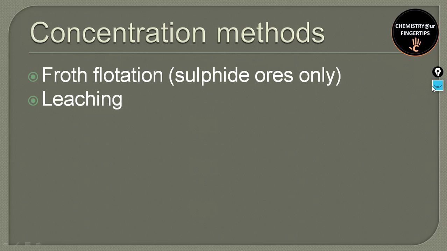Then the next part is concentration methods, for example flotation. Most of the time you'll see an MCQ like, sulfide ores can be concentrated by which technique? Froth flotation. Then you have leaching, which is in the metallurgy of aluminium: Bayer's process, Hall's process, Serpek process, and so on. Try to understand these; they are pretty much simple.